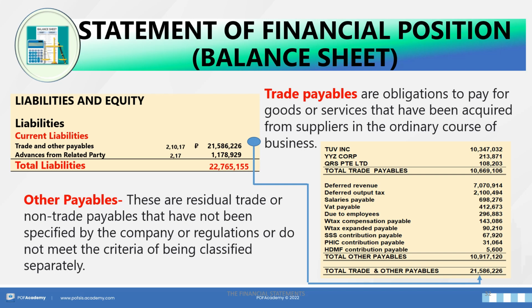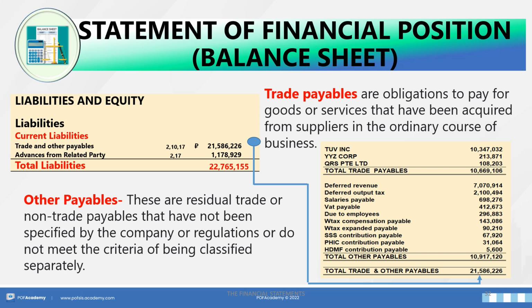Now let's go back to our sample statement of financial position of ABC Corp. We have trade and other payables. As defined, trade payables are obligations to pay for goods or services that have been acquired from the suppliers in the ordinary course of business. While other payables are residual trade or non-trade payables that have not been specified by the company or regulations or do not meet the criteria of being classified separately.